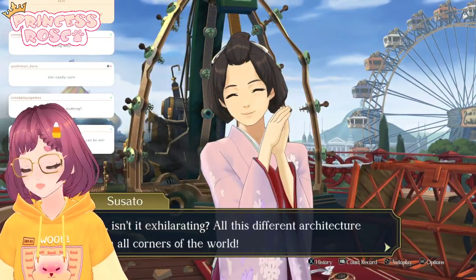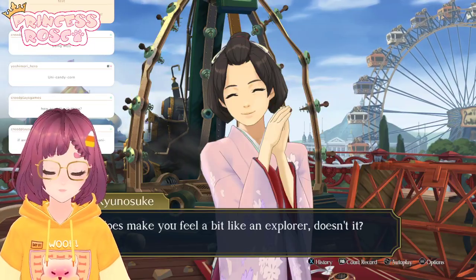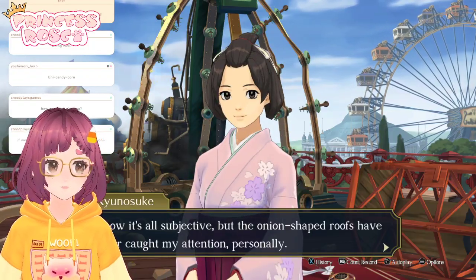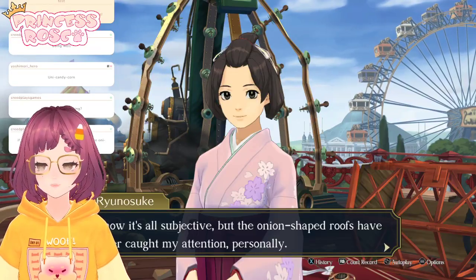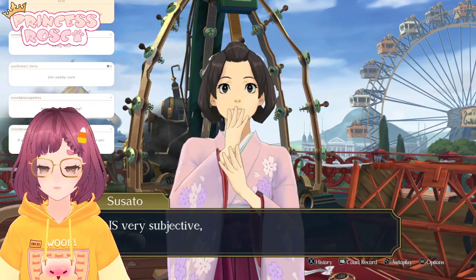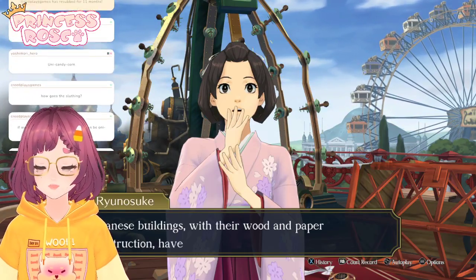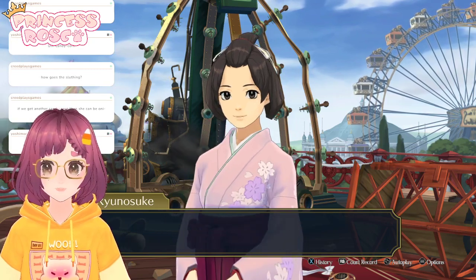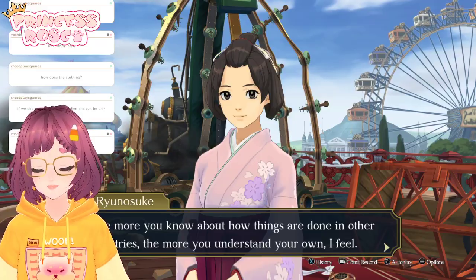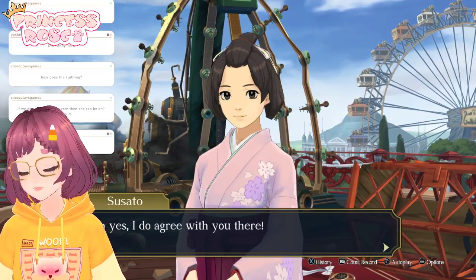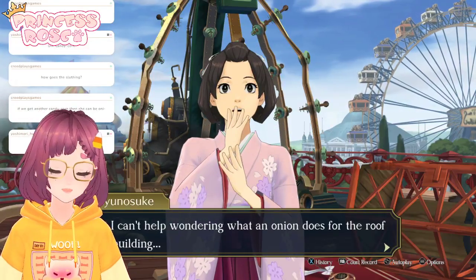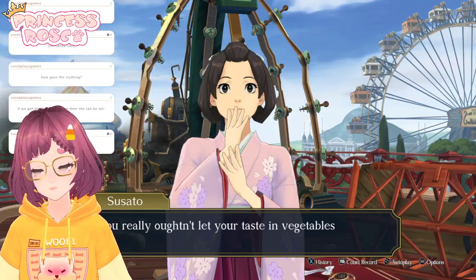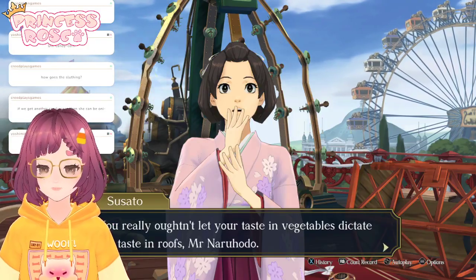Oh, isn't it exhilarating? All this different architecture from all corners of the world. It does make you feel a bit like an explorer, doesn't it? I know it's all subjective, but the onion-shaped roofs have rather caught my attention personally. It is very subjective, isn't it? Japanese buildings with their wood and paper construction have excellent ventilation. And I've realized that British buildings, being made from brick and stone, are very strong and long-lasting. The more you know about how things are done in other countries, the more you understand your own, I feel. Oh yes, I do agree with you there. But I can't help wondering what an onion does for the roof of a building. I mean, I suppose it's playing on my mind because I don't like the taste of onions. So, you really oughtn't let your taste in vegetables dictate your taste in roofs, Mr. Naruhodo.